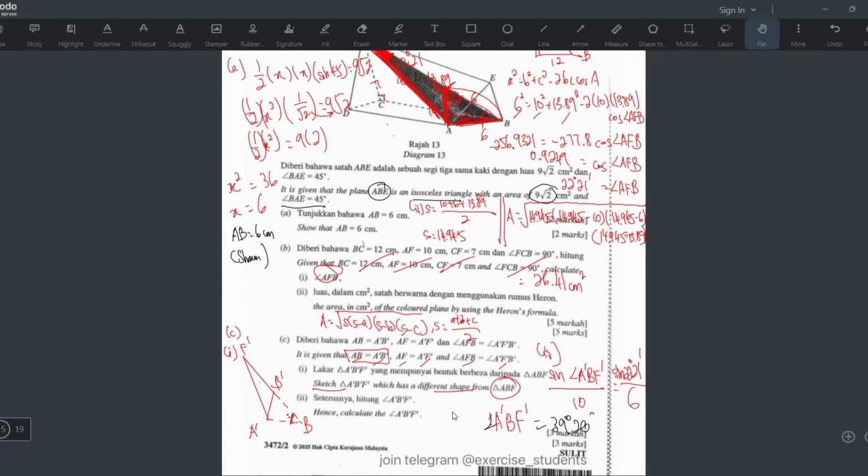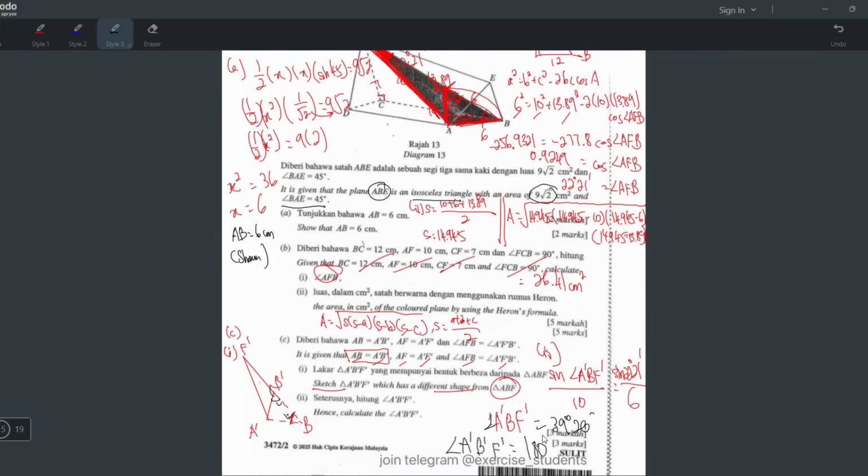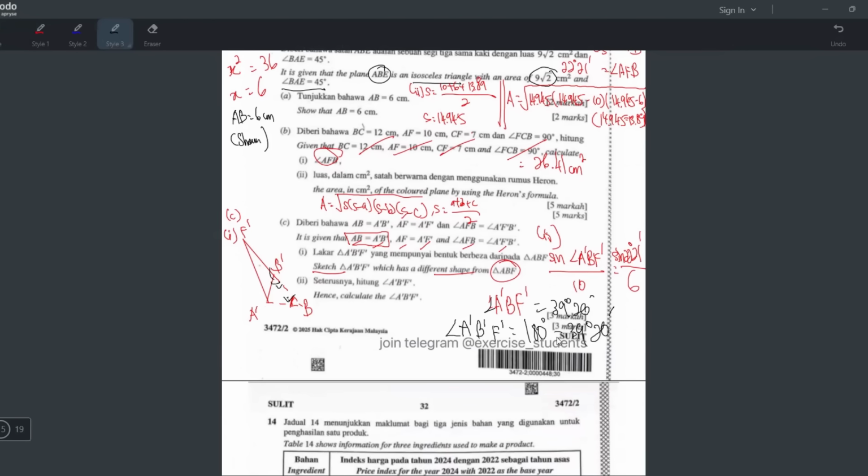Okay, after getting this, now you can finally get the final answer. A prime, B prime, F prime angle. So this angle is 39 degree 20 minute. This angle will be same also. So to get the other side, just 180 minus lah. So I'll use 180 minus answer. And I will get 140 degree 40 minute.